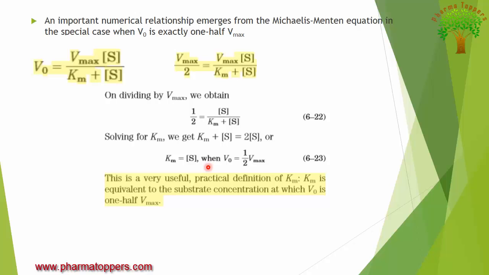It means the Michaelis-Menten constant is equal to the substrate concentration when the initial velocity is equal to half of the Vmax. And this is a very useful practical definition of Km. Km is equivalent to the substrate concentration at which V0 is equal to 1/2 of Vmax.